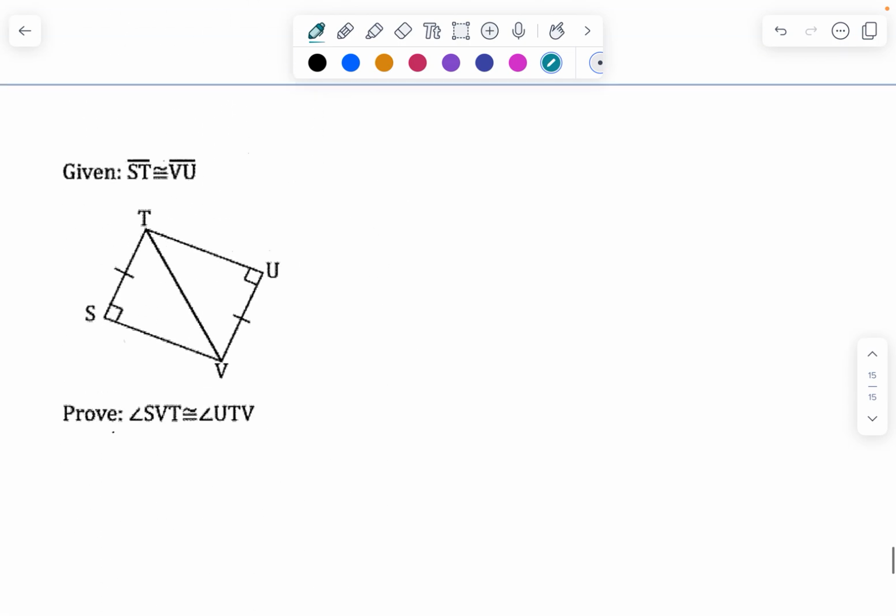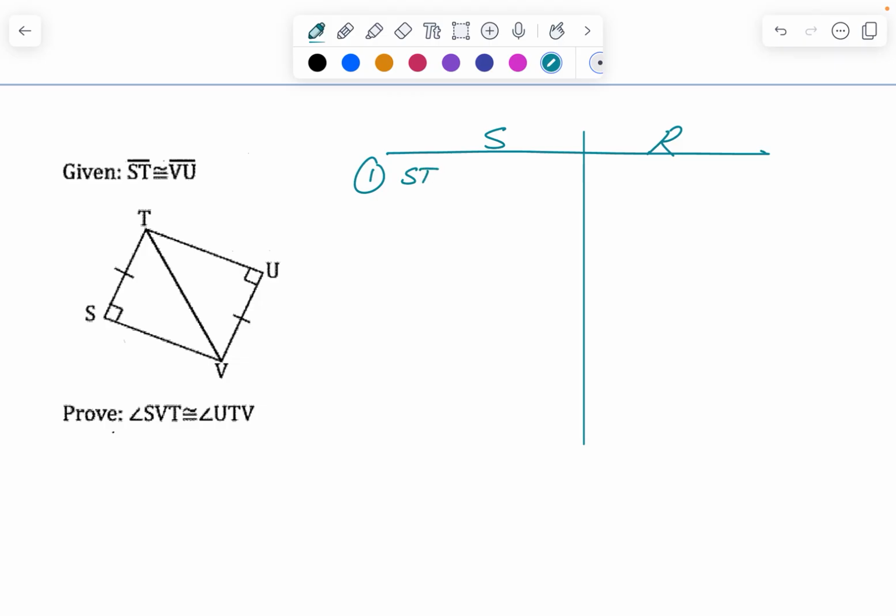All right, next one. And if you're watching the video, which obviously you are, if you want to pause it and try these on your own first, go right ahead. Well, let's see. They give us ST congruent to VU. You know what I'm also going to write down as given? Angle S and angle U are right angles. Because see, do you see that in the diagram? I'm just going to say it now as part of the given.